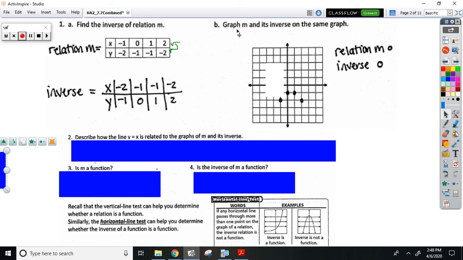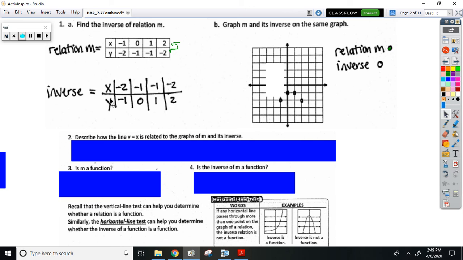They then ask us to graph m and the inverse. Now on your homework you'll notice there are multiple choice questions since you don't have graph paper. The regular relation we will use a closed circle, and then for the inverse we'll use an open circle. So all I did was I just plotted these points. So -1, -2, put a dot, 0, -1, 1, -1, and 2, -2. So these solid dots represent the regular relation m.